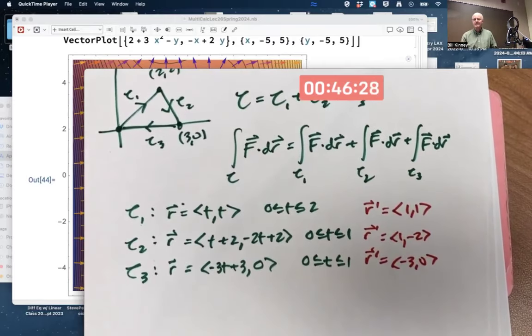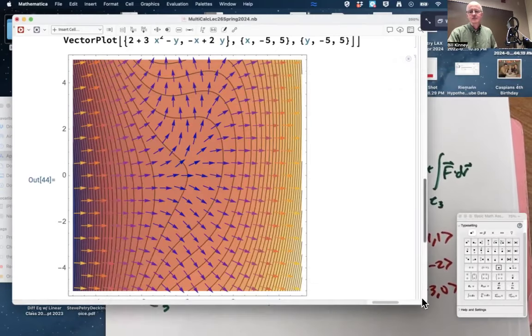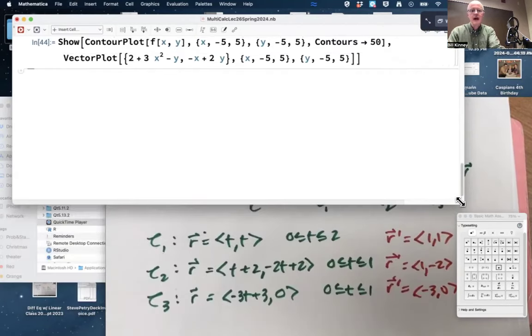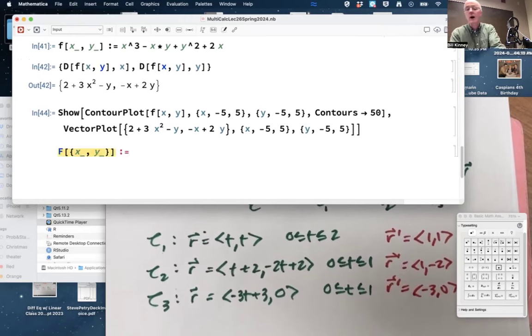Plugging into f is not going to be so pleasant because f was slightly complicated. It's not too bad, but the vector field, capital F, is this thing here. I could plug it into Mathematica like this. I think it's a good thing to put curly braces around the x and the y so that it allows you to plug in points if you want. But its formula is just this thing here.